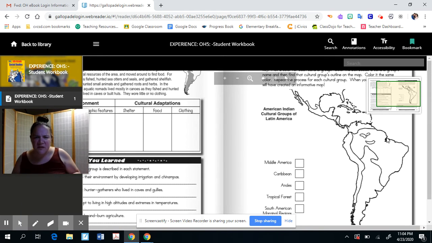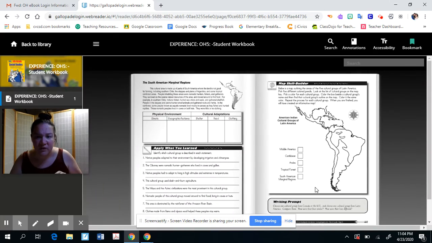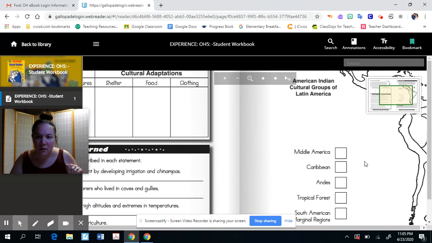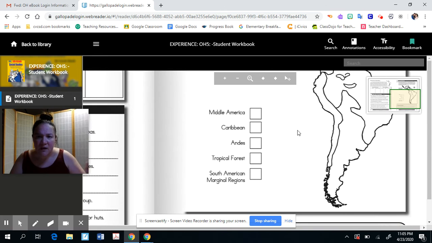Okay, and then we've got the South American marginal region, which is the last one. So the South American marginal region, the last region in South America, this would be this area right here. It would be your southern Chile, your southern points of South America. It would be Argentina, maybe a little bit of tropical rainforest as well. Again, this is a hot and humid climate, this area right here.